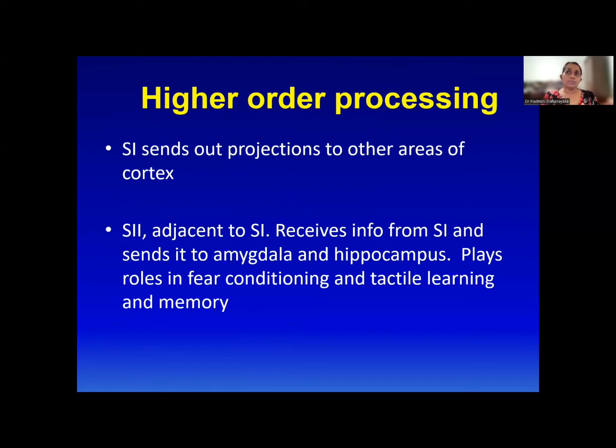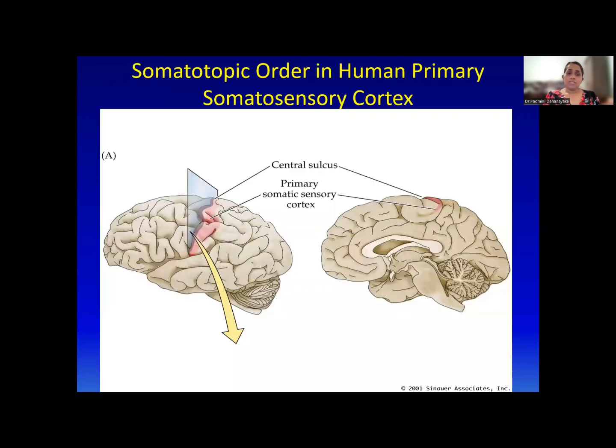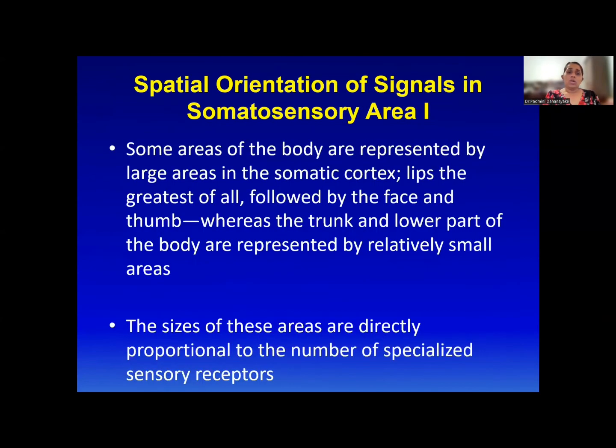And if other interpretations are needed from the hypothalamus, hippocampus, amygdala, they will send signals to interpret more and more if they want. Otherwise, they can do it within the somatosensory area 1. Okay, right. So now here also you have to know the spatial orientation of signals in somatosensory area 1.